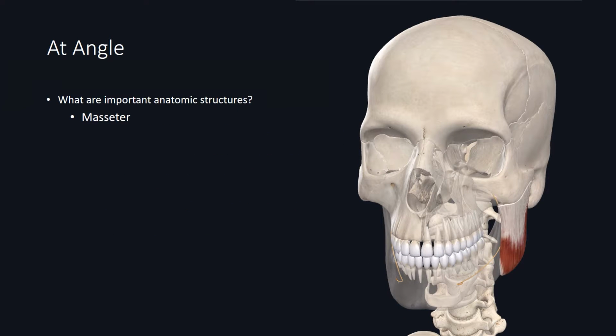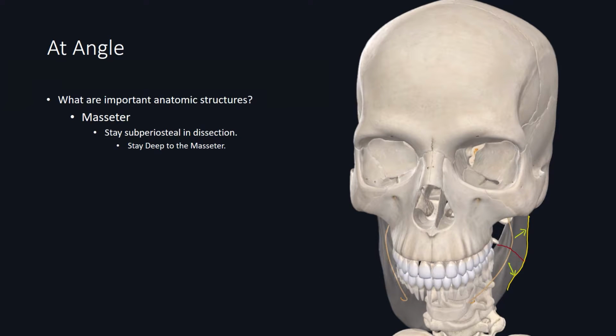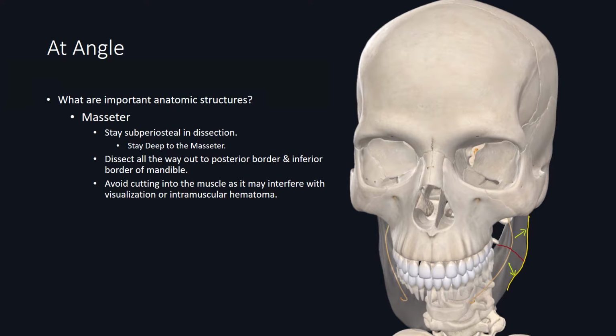Masseter is located lateral to the mandibular bone, and when you're dissecting the fracture, it's essential to remain subperiosteal as you dissect towards the posterior border and the inferior border of the mandible. If you drift away from the subperiosteal tissue plane and dissect within the masseter, it'd be very hard to visualize the bone itself, and also you may cause intramuscular hematoma that may be a problem later.